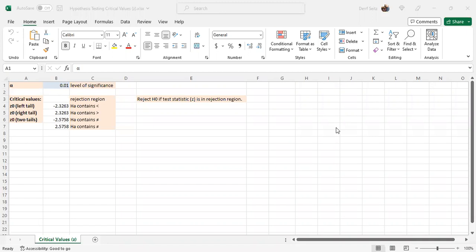This video shows how to calculate hypothesis testing critical values for a standard normal distribution using Microsoft Excel. This would occur when hypothesis testing for a population mean, when sigma is known, or when hypothesis testing for a population proportion.